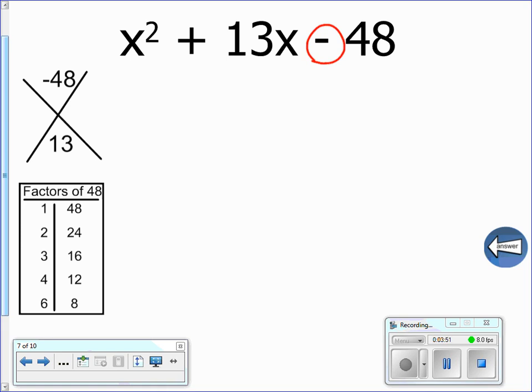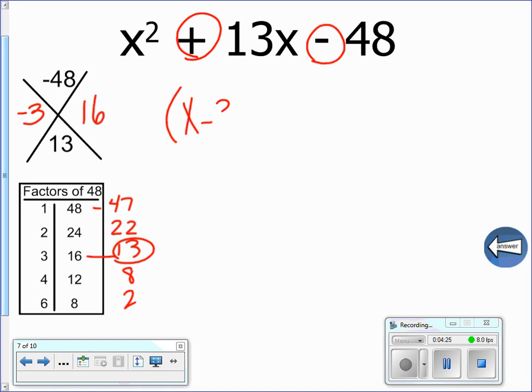So 48 minus 1 is 47. 24 minus 2 is 22. 16 minus 3 is 13. 12 minus 4 is 8. And 8 minus 6 is 2. So here I've got 13, so I know it's 3 and 16. Since the sum is positive, the 16 has to be positive, and the 3 has to go with negative. That would give me a negative 48 when I multiply, but when I add them together, it would be positive 13. So my answer is x minus 3, x plus 16.